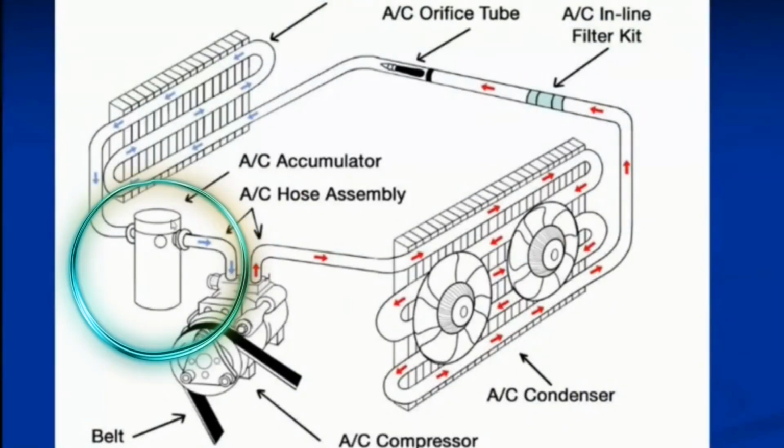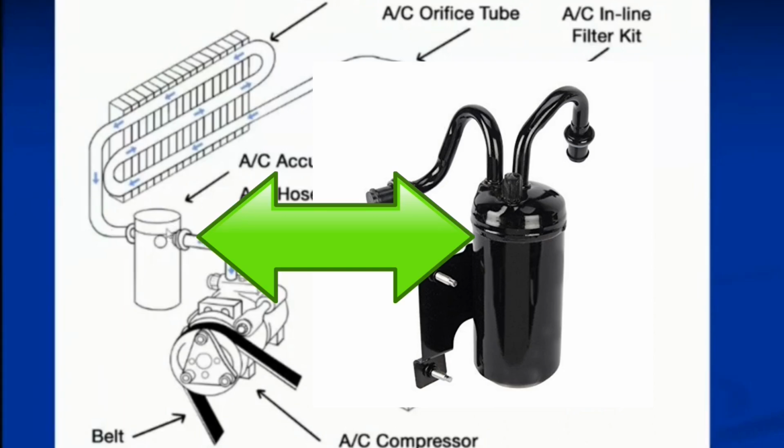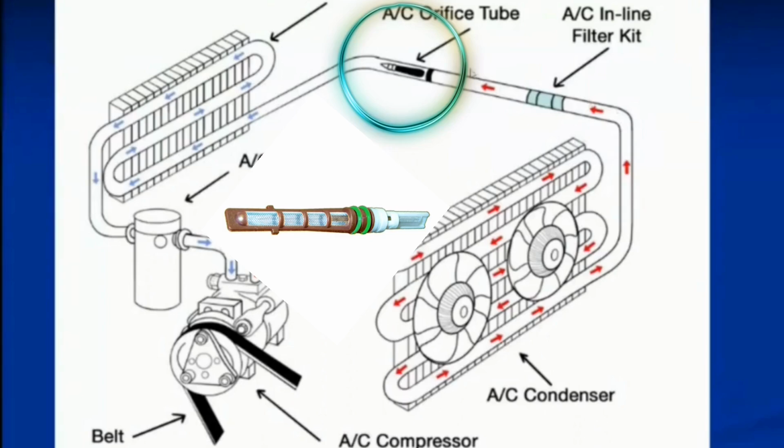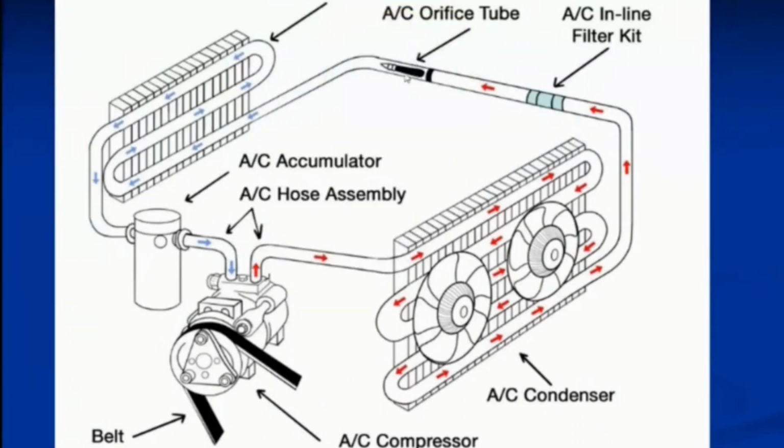Because this tank device is located, I hope you're looking at the pointer, on the suction, that makes it an accumulator. And because we have an accumulator, at the end of the liquid line, in this particular case, we have the orifice tube.